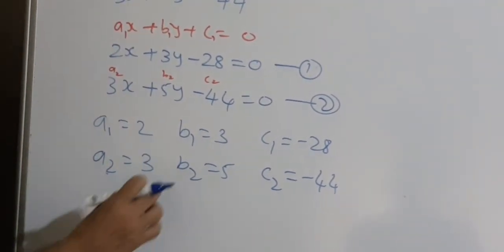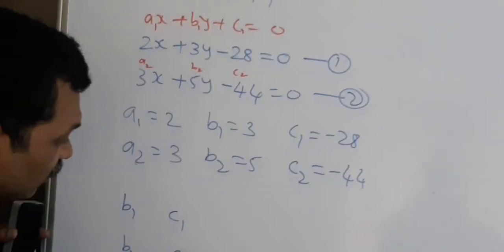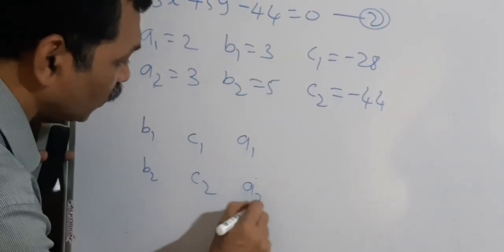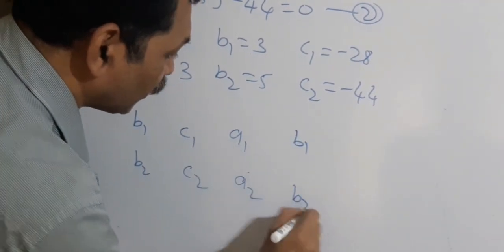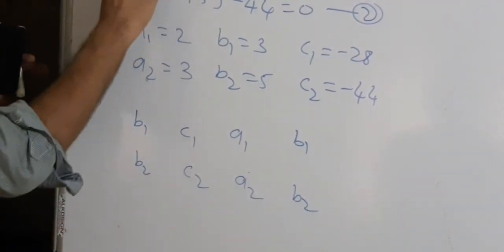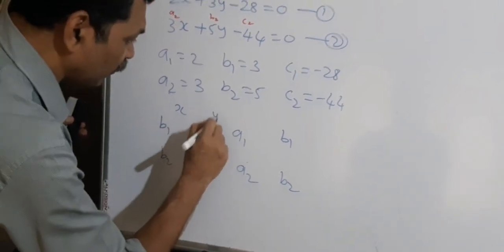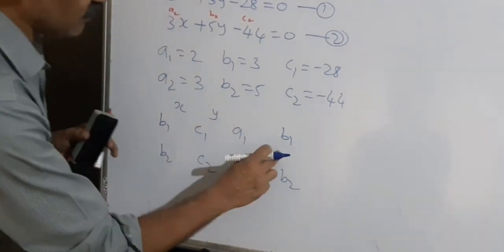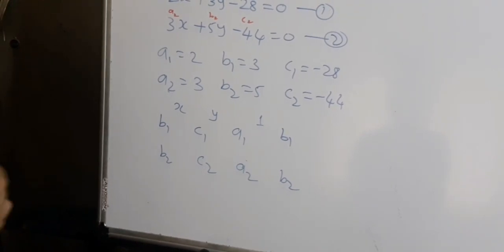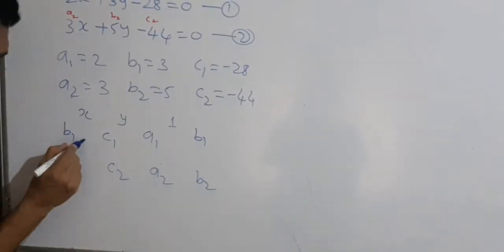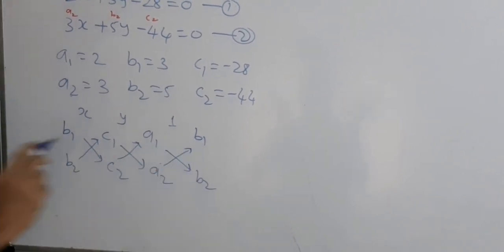So we know we start with b1, b2. So I'll write here b1, b2, c1, c2, a1, a2, b1, b2 again. This b1, b2 does not include the coefficient of x, so I am writing x here. This does not include the coefficient of y, so I am writing y. And these do not include a constant, so I am writing 1. So we will write with respect to this. We know the next step will be like this. We are doing cross multiplication, so I am writing it here.